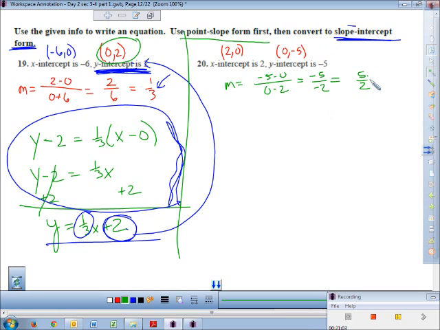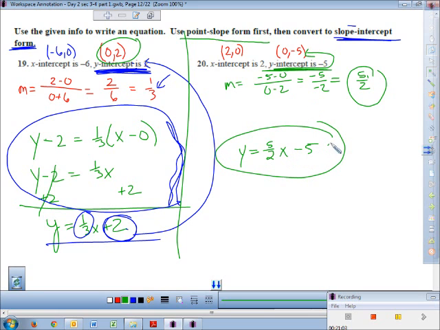Now I got a slope. They want the final answer in slope-intercept form. Boom! I know the y-intercept is right here at 0, negative 5. So why don't we go straight to y equals 5/2 x minus 5 and just say, I gotcha.